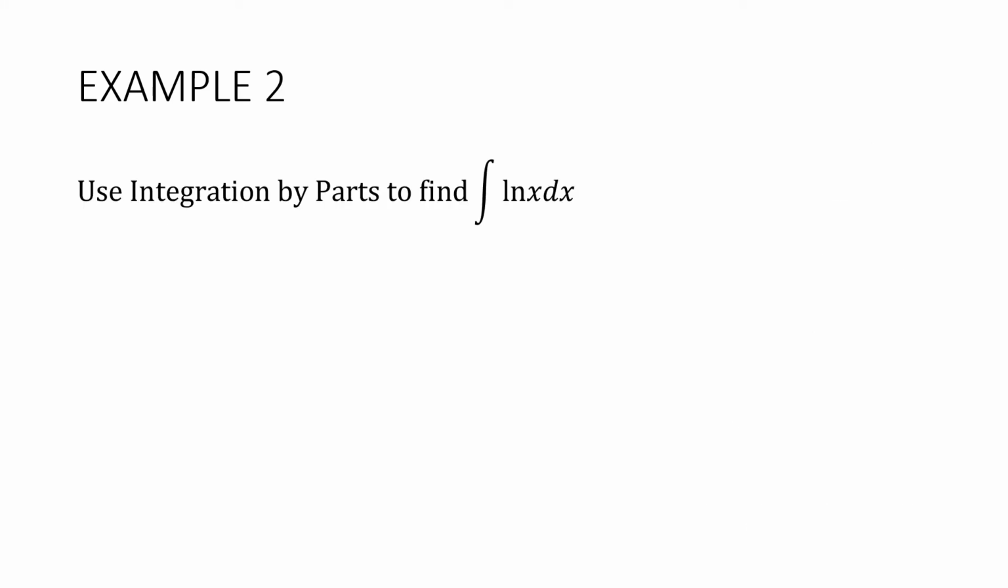Example 2. Use integration by parts to find the integral of ln x dx. And this one's a bit strange, isn't it? Because we don't have a product. We've only got one function. So this is the method we're going to use. It's a bit of a trick. We're going to put it equal to the integral of 1 multiplied by ln x dx. And we're going to make v dash equal to 1 and u equal to ln x. The reason we're doing that is because we can't integrate this. We can only differentiate it.